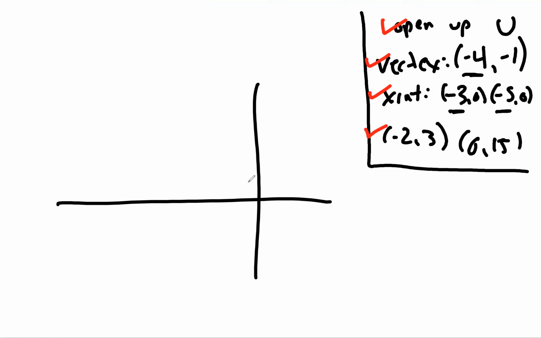Okay, and a few tick marks on here so we can graph this thing. My vertex is -4, -1, and I will graph that first. So I go left 4, 1, 2, 3, 4, and then I go down 1. So I got it, check. My x-intercepts are -3 and -5. So 1, 2, 3, and then 4, 5. Okay, got those 2. And then I have these 2 other points. So -2, 3. So 1, 2, 1, 2, 3.